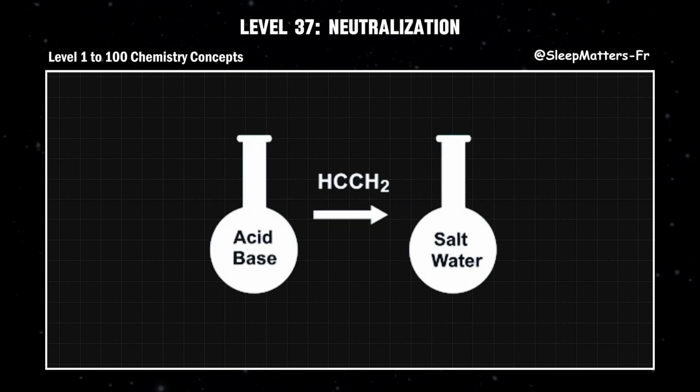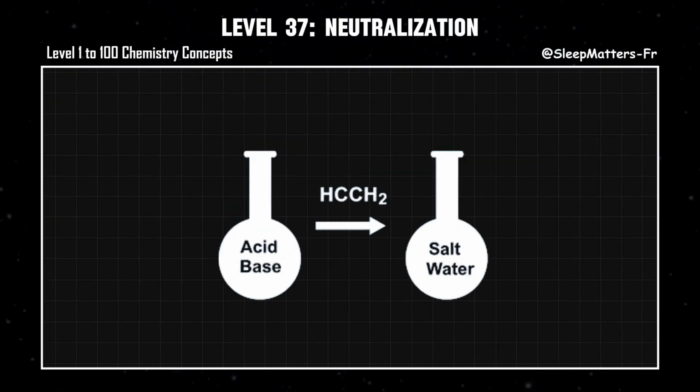Level 37, Neutralization. Neutralization is the process where opposites meet and cancel each other out. In chemistry, this happens when an acid and a base react to form water and a salt. But it is not just about substances. It is about balance. Acids are substances that release hydrogen ions. Bases release hydroxide ions. When they combine in the right amounts, their strengths are neutralized. The result is neither too harsh nor too bitter. It becomes something safe, something stable.